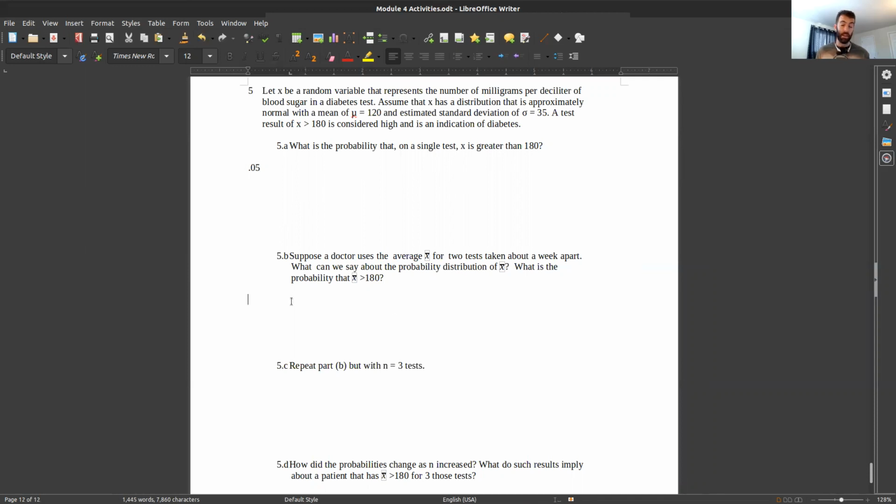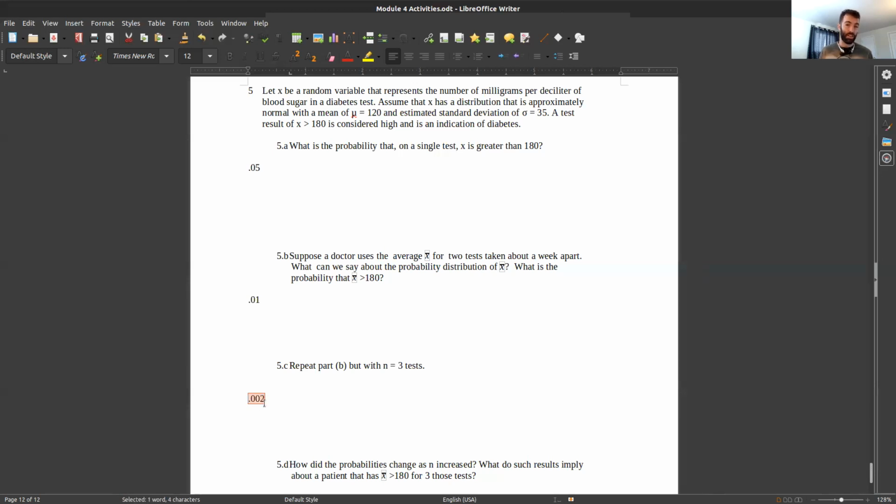Then we do 2 tests, and now we're using our central limit theorem. What's the probability that the average of 2 tests is bigger than 180? I forget the numbers, but I think it was fairly small, maybe 1% or even smaller than that. And after 3 tests, it was like 0.002, or 0.2%, something really tiny. In other words, we had a small probability.